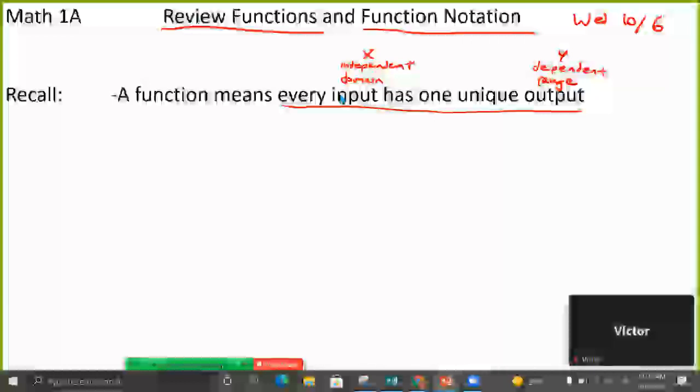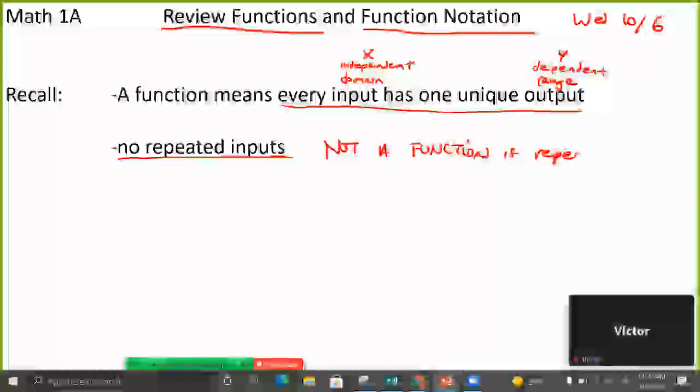And another way we look at this is that means no repeated inputs. So if we're looking at a list of our domain and our range, and if we see repeated inputs, that means it's not a function. Not a function if we have repeated inputs.